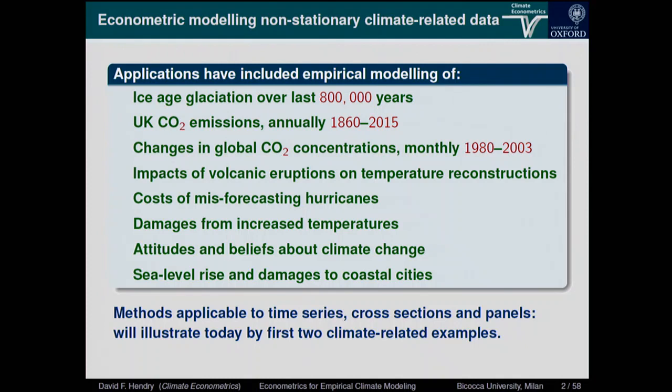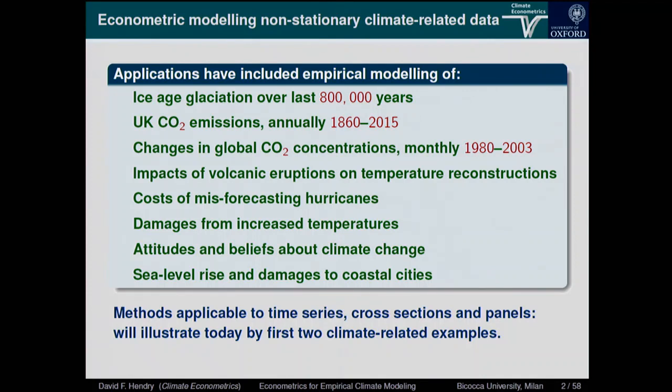So the applications that we've looked at, and the first 2 are the ones I'll talk about today, the Ice Age glaciation over the last 800,000 years, UK CO2 emissions over the last 160 years, and then we've looked at global CO2 concentrations, impacts of volcanic eruptions on temperature reconstructions, the costs of misforecasting hurricanes, the damages that will occur to the planet from increased temperatures, from increased CO2 emissions, attitudes and beliefs about climate change. Why is it that people in the central belt of the US deny it's happening? Well, the answer is actually they're cooling.